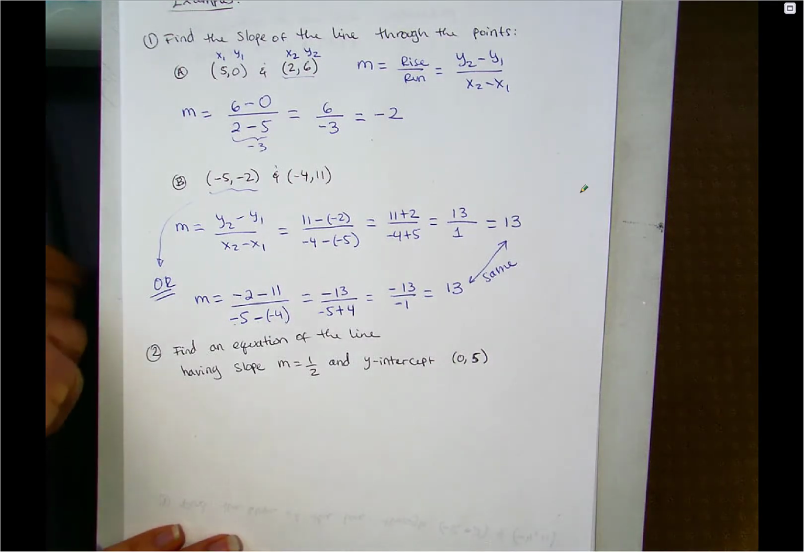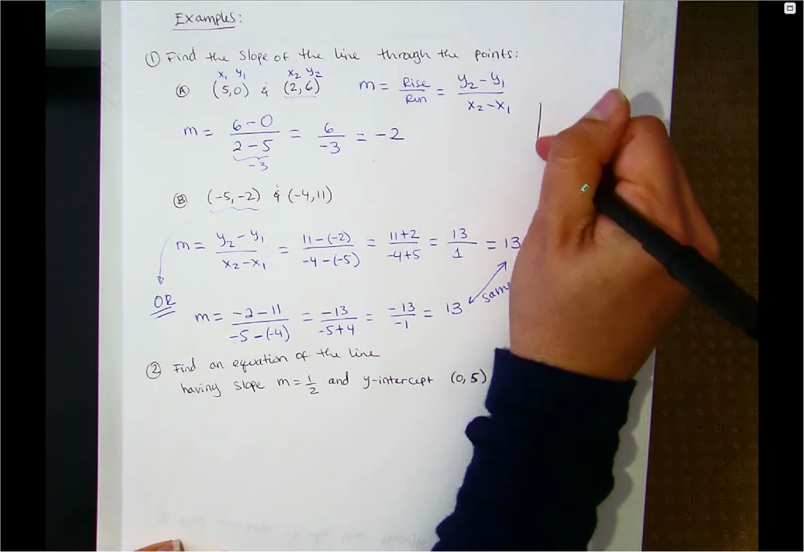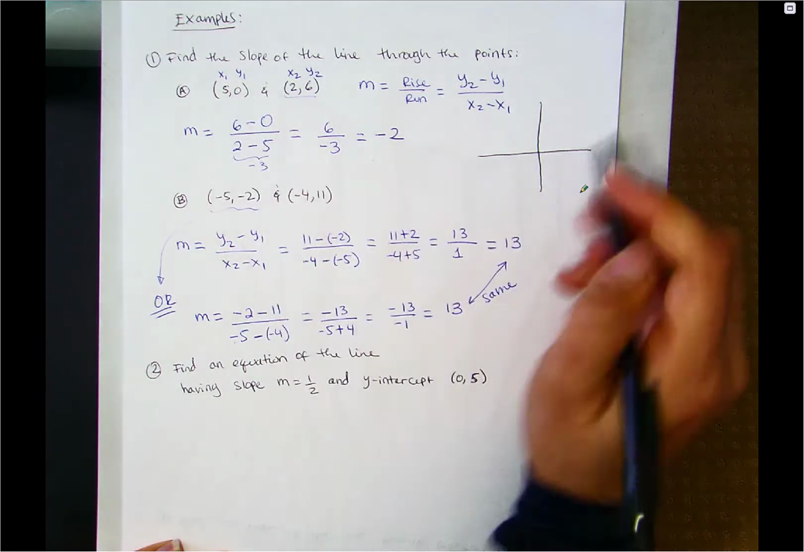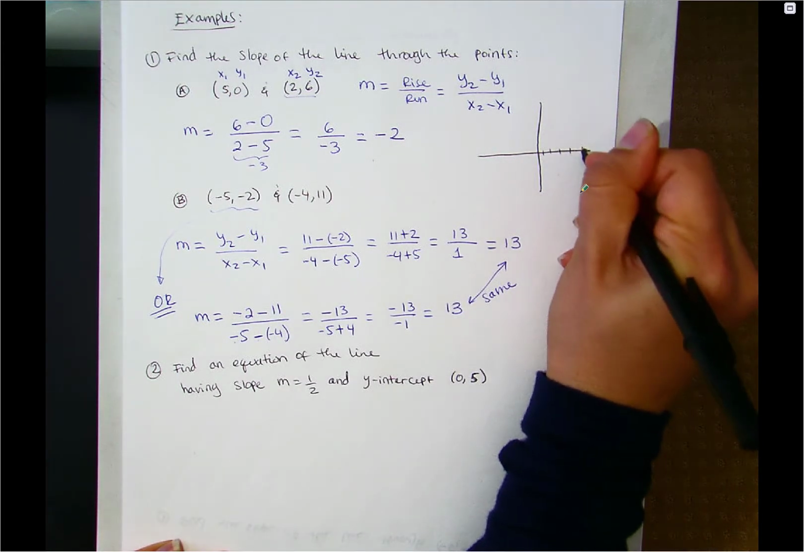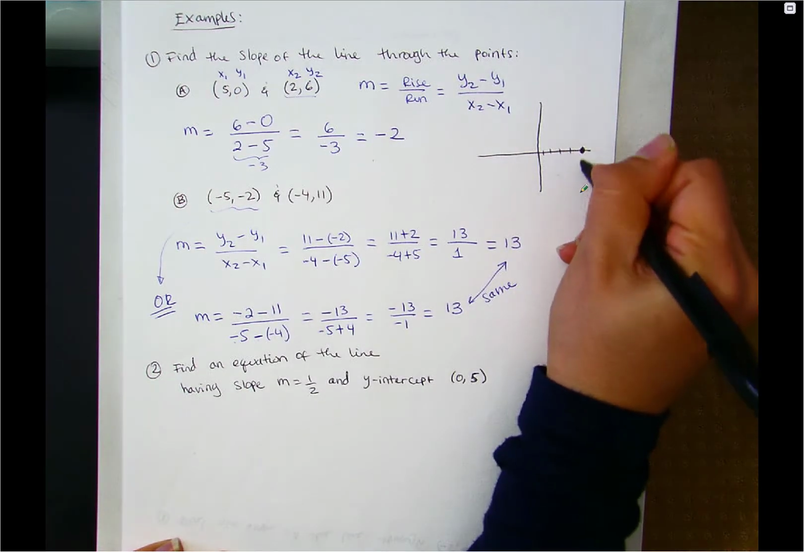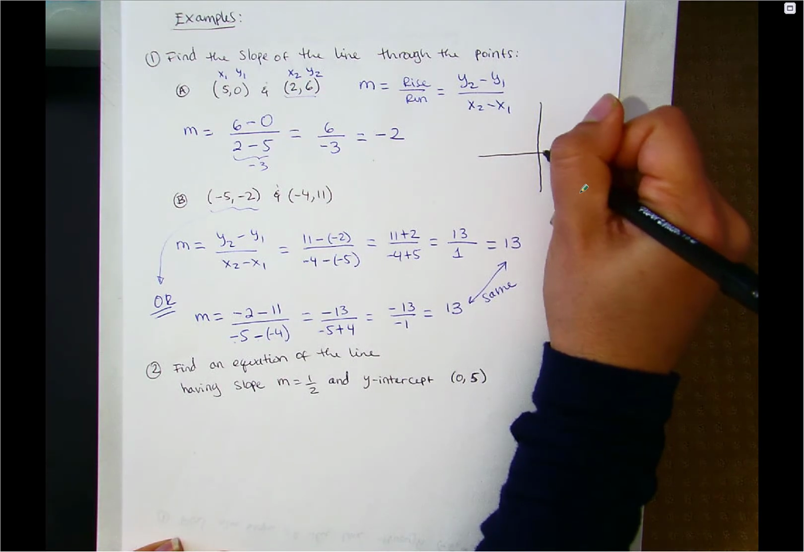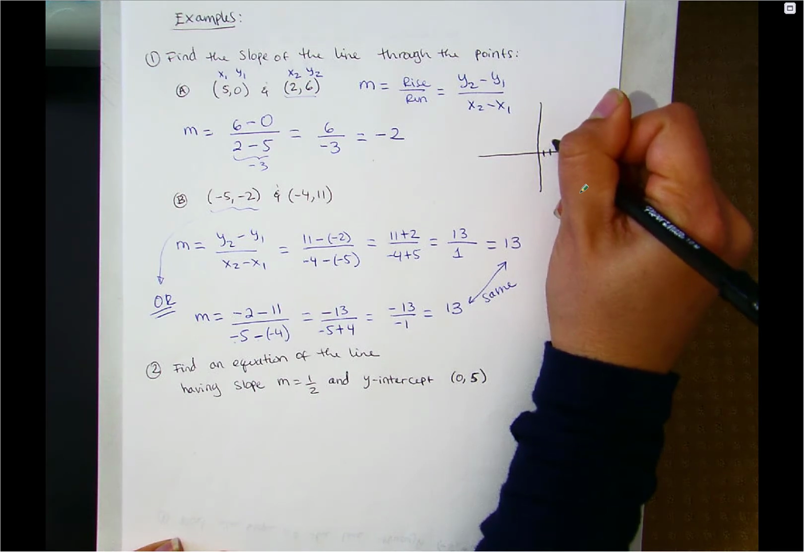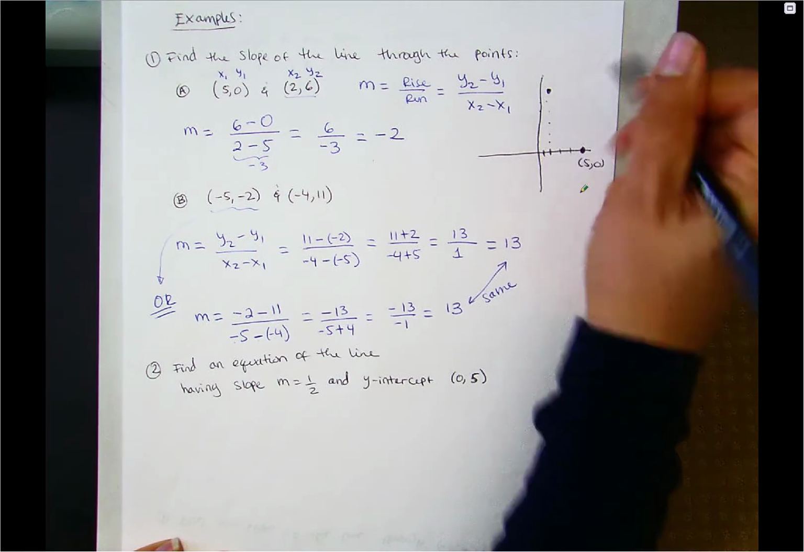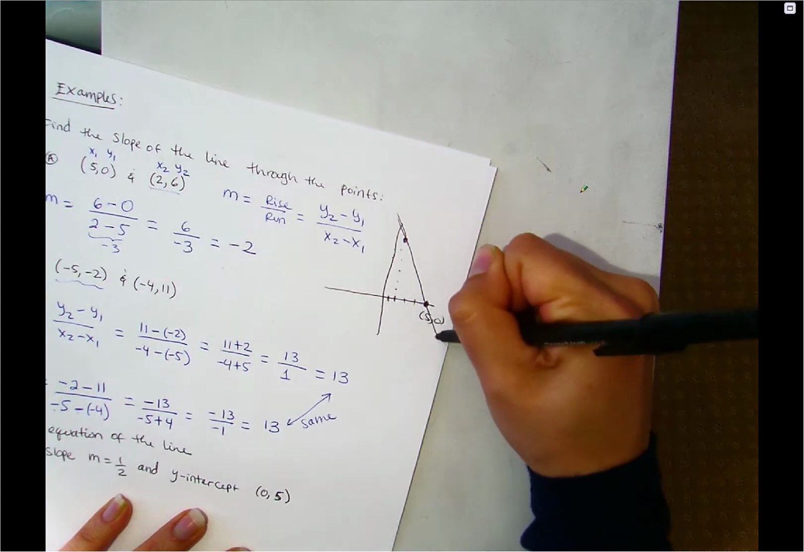Now one of the things I want to point out is that when the slope is negative for this one, if you plot the points, the point here was (5, 0), so 1, 2, 3, 4, 5 to the right, and the y didn't move, so you stay on the axis. The other one is (2, 6), so 2 on the x, and then 6 on the y, 1, 2, 3, 4, 5, 6, so somewhere up there. So when you draw the line, it will look something like this.